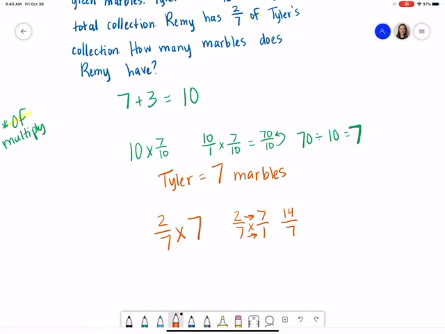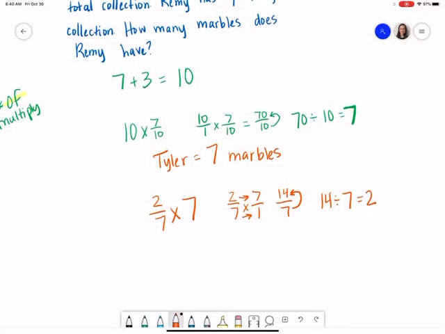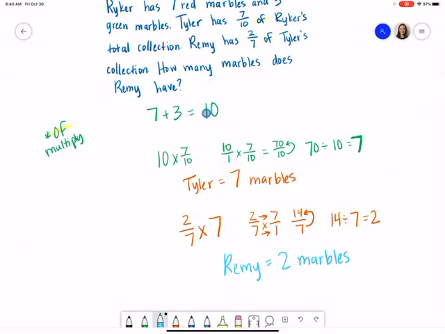Okay, so we're going to ask ourselves, how many groups of 7 can we get into 14? How many groups can we make? 14 divided by 7 is 2. Okay, so Remy has a total of 2 marbles. All right, and that will answer our final question. How many marbles does Remy have?